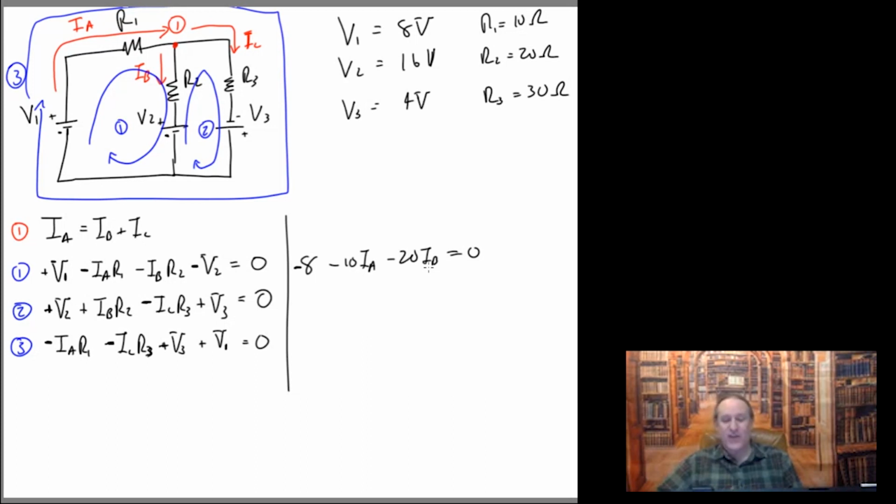When we get answers at the end of the day, if we find out that IA is, let's say, minus 1 amp, that would just mean it's 1 amp going the opposite direction to how we drew it. And we're still done. There's no more work to do at that stage. For the second equation, we have a V2 plus a V3. So that's a 16 plus 4 or 20 plus R2, which is 20 times IB, and then minus 30 times IC.